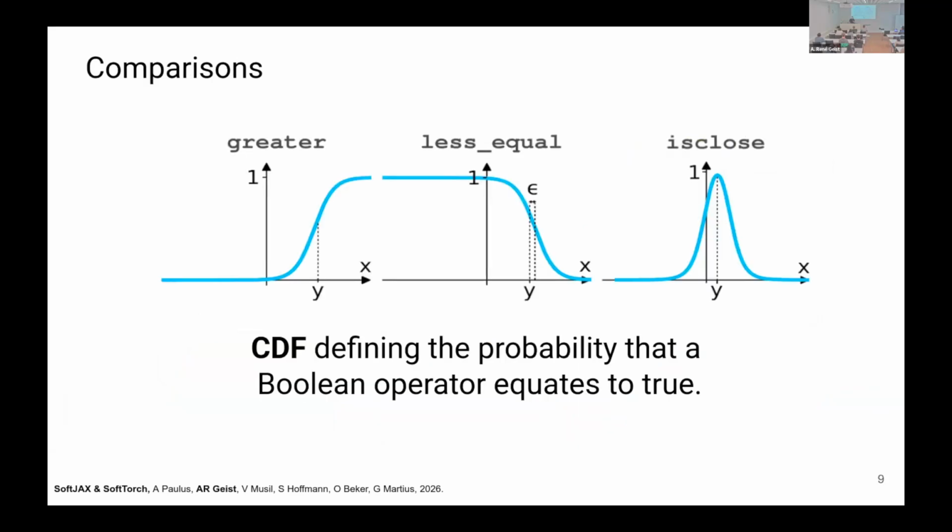So given sigmoids, we can go one step further and look at comparison operators. Here we interpret the sigmoid as a cumulative distribution function that defines the probability that this Boolean operator equates to true. For example, in the greater function, we have a value x that is compared to a value y. If x is smaller than y, then the probability that greater(x, y) equates to true goes to 0.